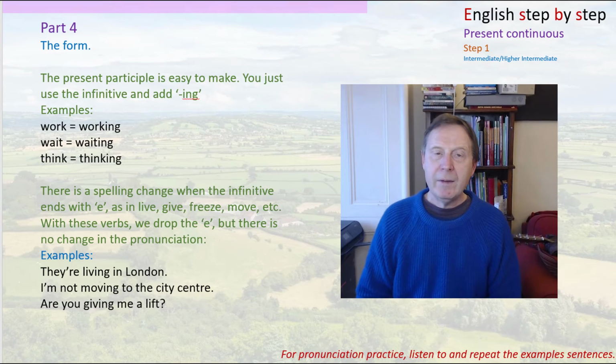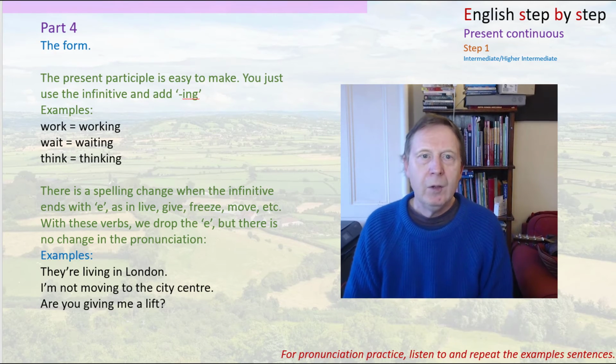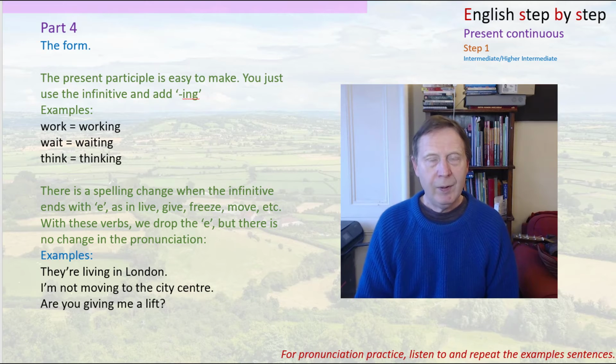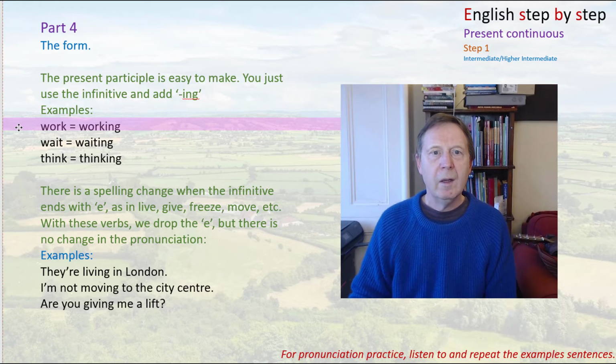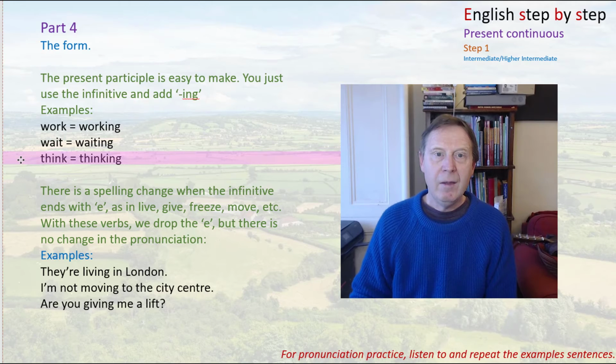The present participle is easy to make. You just use the main form of the verb, the infinitive, and add ing. Let's look at some examples. Work becomes working. Wait becomes waiting. Think becomes thinking. Now sometimes there's a spelling change.